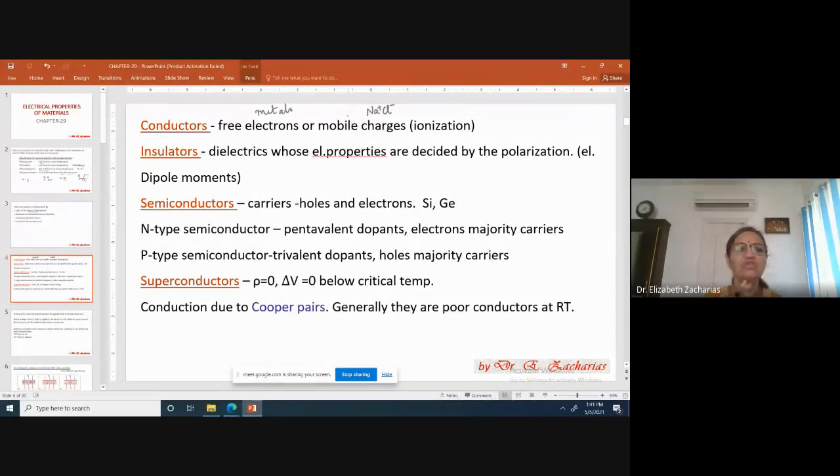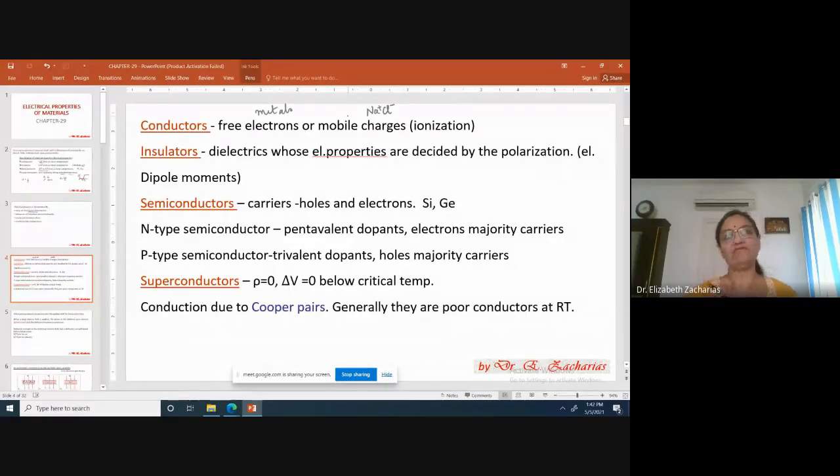Now let's come to insulators. As I said, insulators are also called dielectrics, and their properties are going to be decided by polarization. Already we have studied a bit about polarization in chapter number 26, how certain materials exhibit a polarization behavior. They behave like dipoles. So the polarization also decides the insulator property.